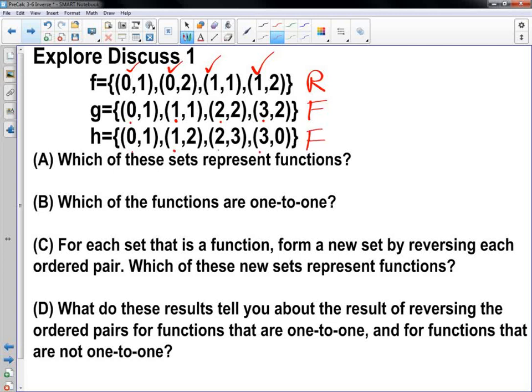Okay, so part B. Which of these functions are one-to-one? Now we need to look at the y values and ask, are there any y values that are used more than once? So we automatically don't need to look at the relationship f. So we go down to g and h. Here, what do I notice? What do I notice about these ones? Two 1s and two 2s. Is this one a one-to-one? No, so this is just a function. What about h? We have 1, 2, 3, 0. One-to-one. This is a function and one-to-one.